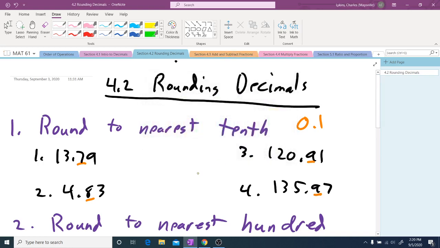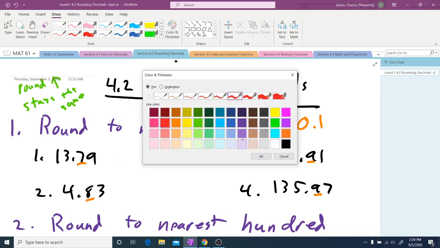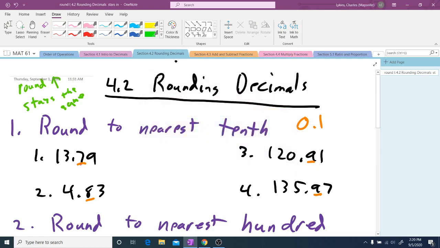Okay, so next we have to ask ourselves, does it round up or stay the same? A misconception is that it rounds up or rounds down. No, it rounds up or it stays the same. So what I have to do is look at the number behind it. If the number behind it is a 5 or greater, it rounds up. If it's 4 or less, it stays the same.